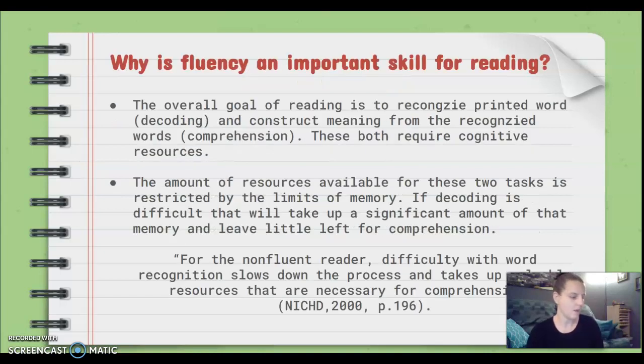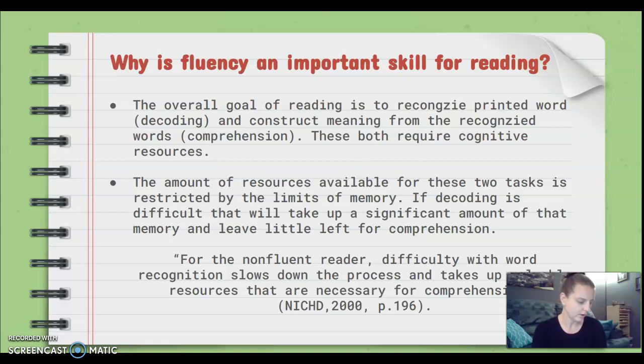Now, moving forward to why fluency is an important skill for reading. So overall, the goal of reading is to recognize printed words, also known as decoding, and construct meaning from those recognized words, also known as comprehension. Both of these skills require a great deal of cognitive resources. These resources have to be available for these tasks, but they can be restricted by our memory. If decoding is a difficult skill, it will take up more of that memory, and then little can be left over for comprehension or meaning of the text.